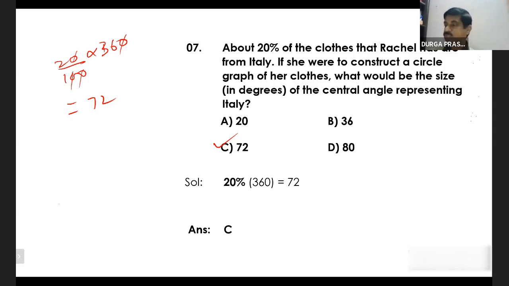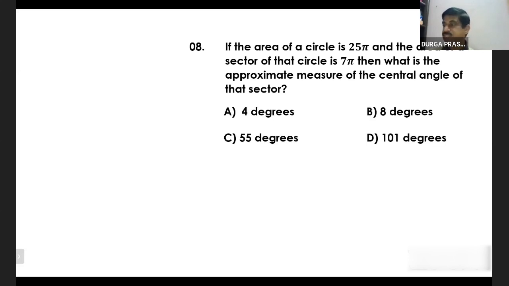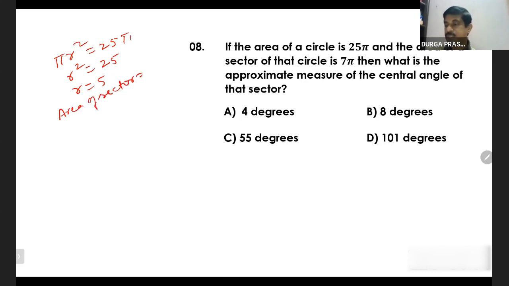Okay, let us go to the next question. If the area of a circle is 25 pi, this area of circle is pi r square. The radius square is 25. The radius is 5, right? And the area of sector of a circle is 7 pi. The area of sector is pi r square into theta by 2 pi. So that is r square theta by 2.